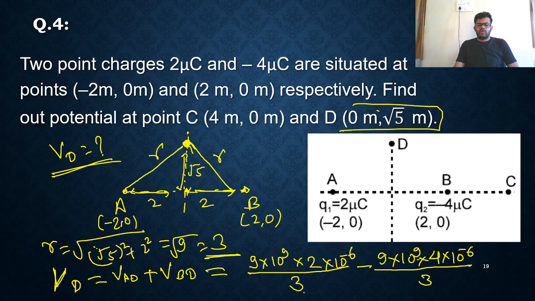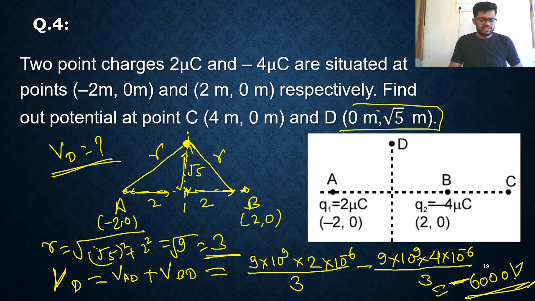If you solve it, what will you get? 3 into 2 is 6, and here you are getting 3 into 4 is 12. So 6 minus 12 is minus 6. So minus 6,000. The answer is minus 6,000 volt. That's all. This is the answer for this question.